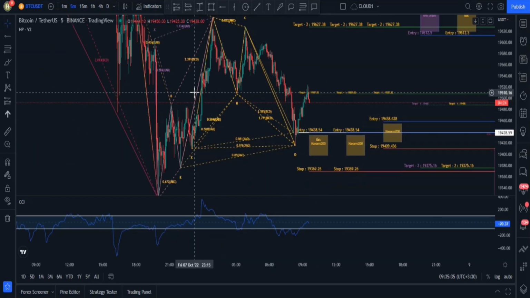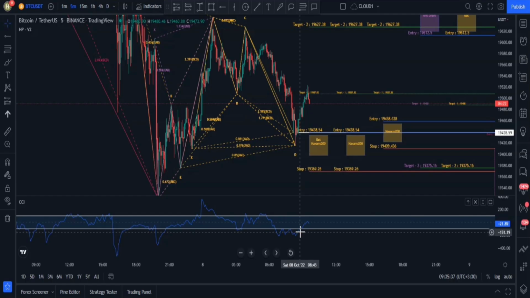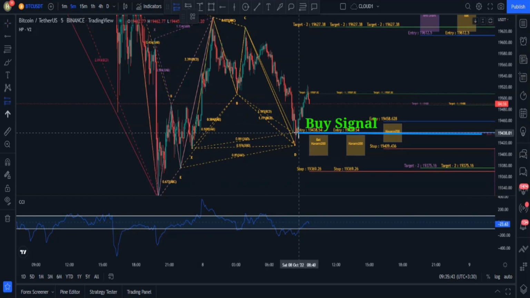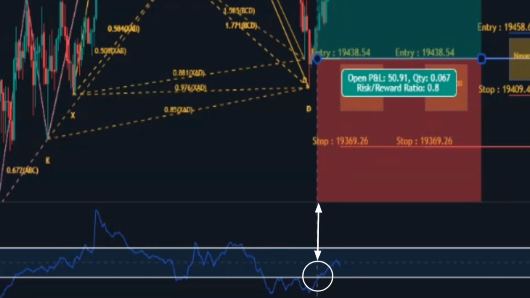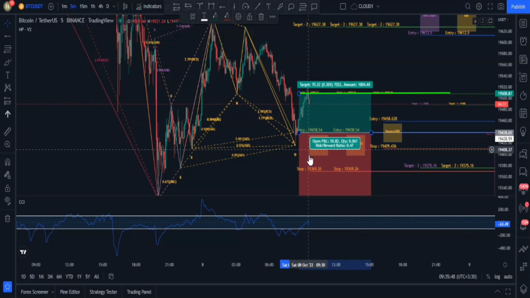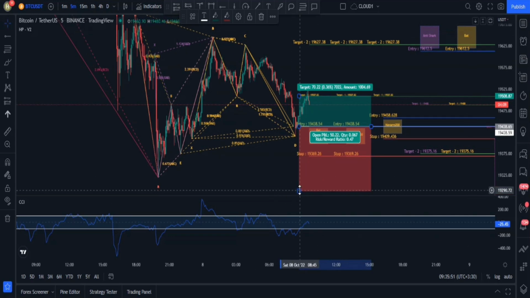Let's move on to another example, this time in the 5-minute time frame. Here also the buy signal given by the auto harmonic patterns is confirmed by the CCI, and as you can see, the first target has been reached easily. So this trade in the 5-minute time frame also has closed with profit.